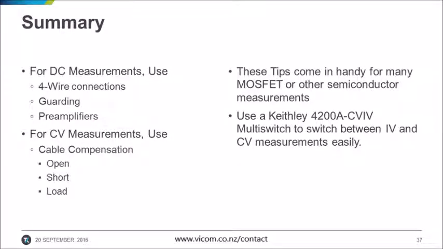In summary, for our DC measurements, make sure to use 4-wire connections, guarding, as well as preamplifiers. For CV or AC measurements, we talked about cable compensation, open, short, and load compensation. And these tips can come in handy greatly for MOSFETs or other semiconductor measurements, as well as just general measurements around the lab. Finally, we talked about using a Keithley 4200A CVIV multi-switch to switch between IV and CV measurements easily and to simplify prober measurements.